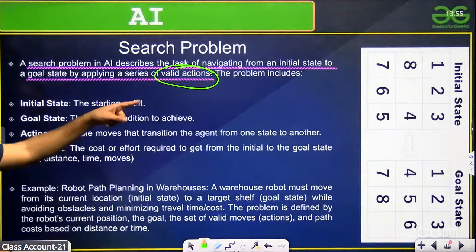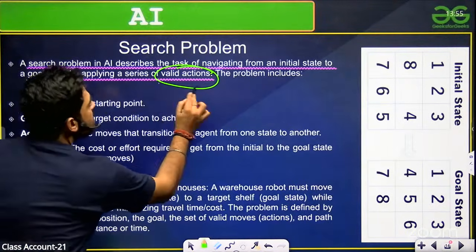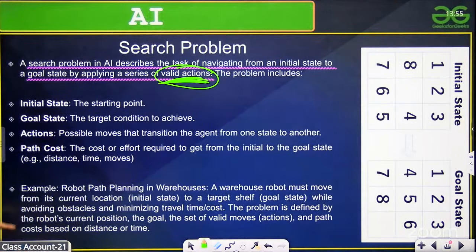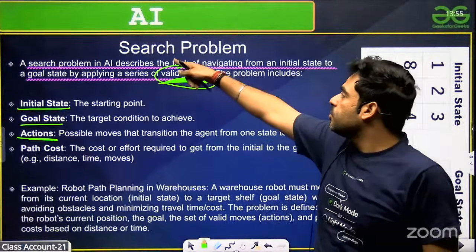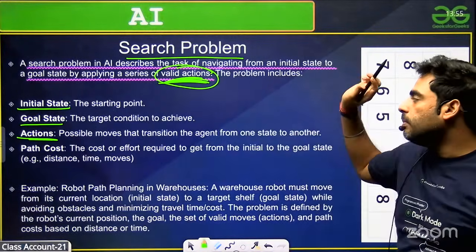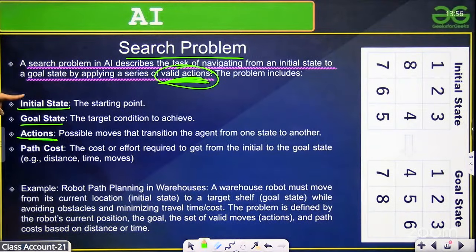Now see, valid actions have come. It is the task of navigating from an initial state to a goal state by applying a series of valid actions. So you would require an initial state, a goal state, and actions, meaning possible moves, that is, which path I should take. That is given by the term search problem: initial state, goal state, actions, and path cost.